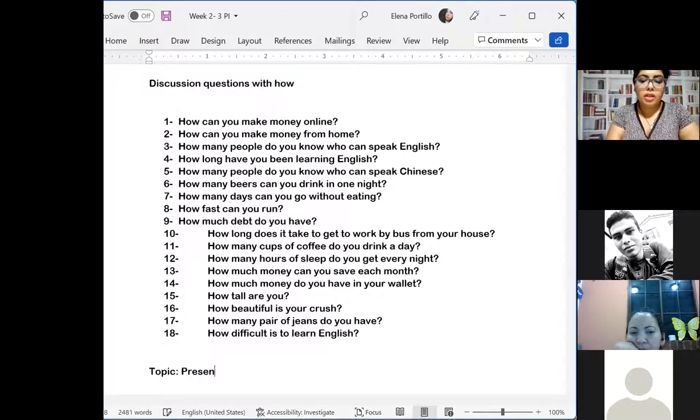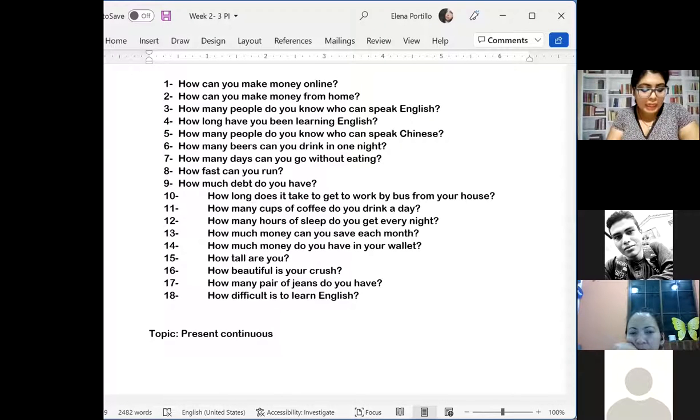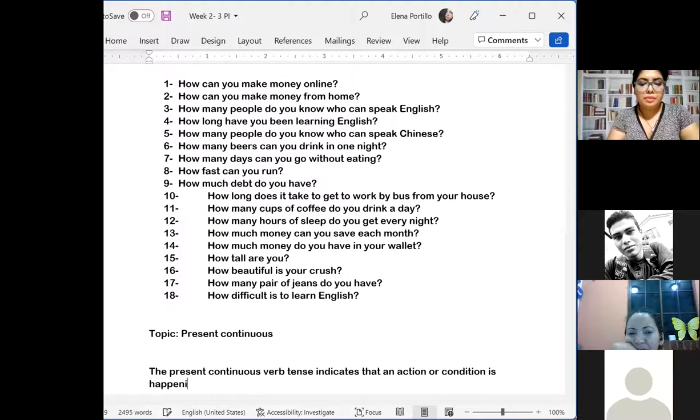Present continuous. So in this case, the present continuous indicates that an action or condition is happening now frequently and may continue in the future. So it says the present continuous verb tense indicates that an action or condition is happening now, frequently, and may continue in the future.